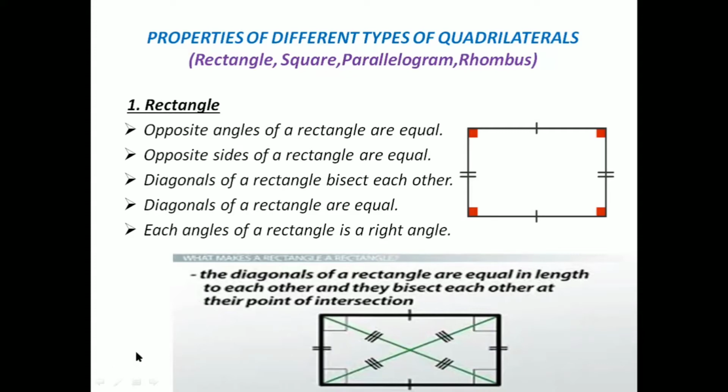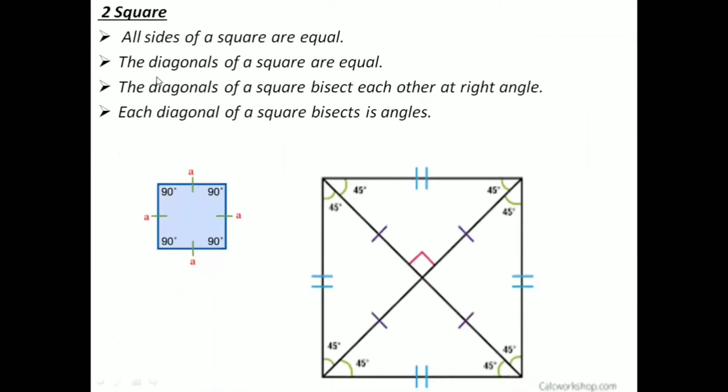Now let's move to the next one. It is the square. In a square, all sides are equal. A square is also a rhombus, a special type of rhombus. All sides of the square are equal, that means all the side lengths will be equal.